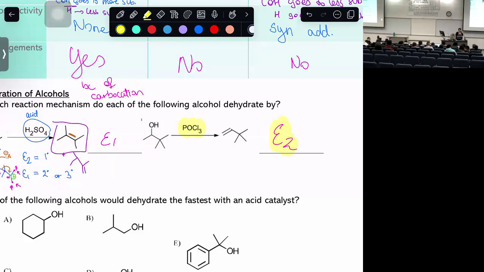So far, questions on that? Can you just repeat what you said again? Sorry, the last thing you said. POCl3, it might just be a conceptual question. It's always going to be E2. Okay. So far, questions on dehydrations. It's just an elimination reaction.